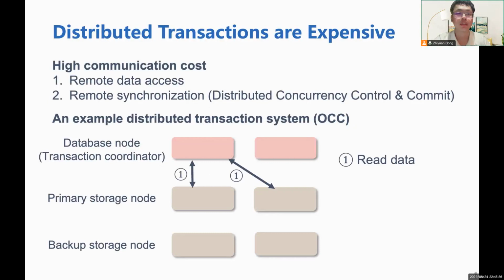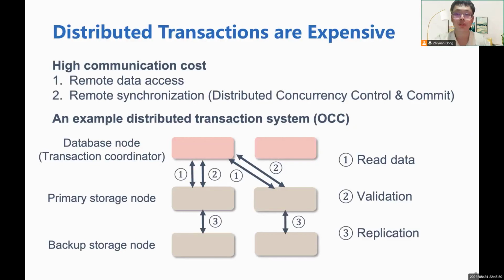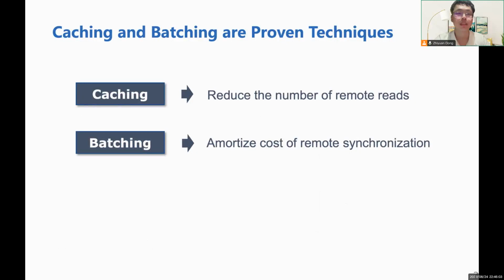For transaction execution, the database nodes need to read data at remote storage. After execution finishes, database nodes send distributed commit messages to the storage nodes for validation, and then one more round trip is used for replication. Please note that even if we collocate the database nodes with storage, multi-partition transactions and the replication still introduce the communication cost.